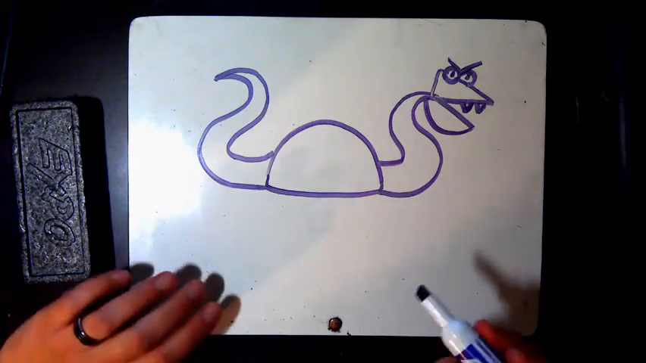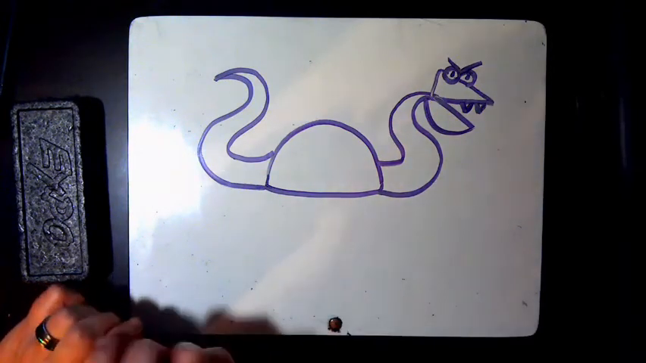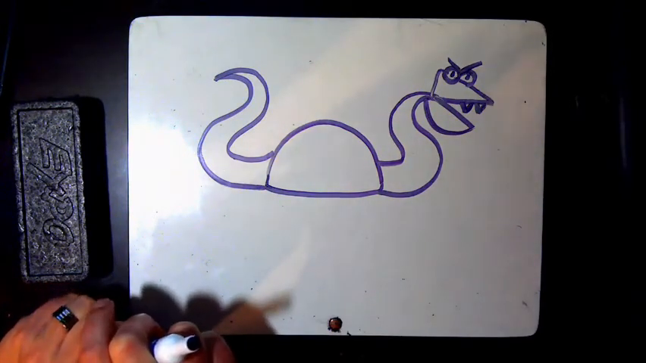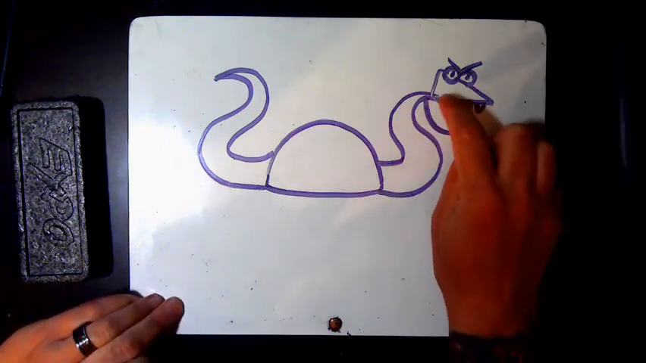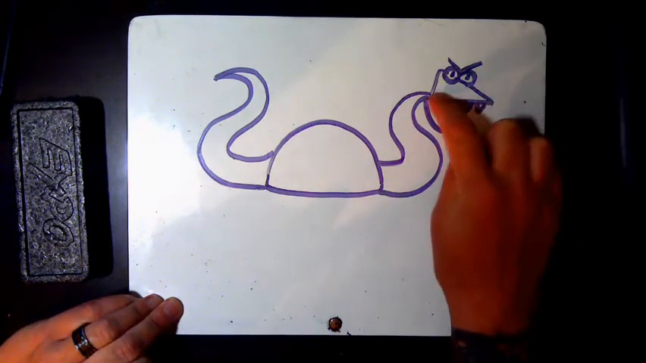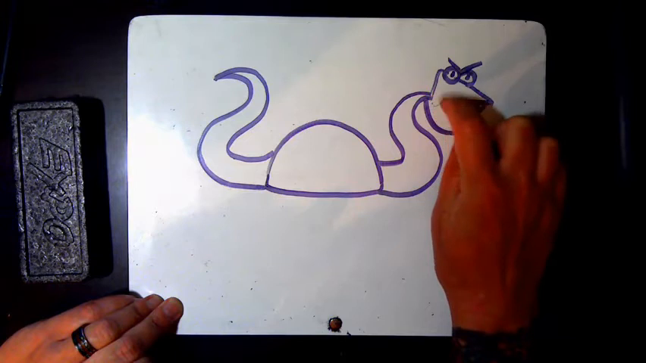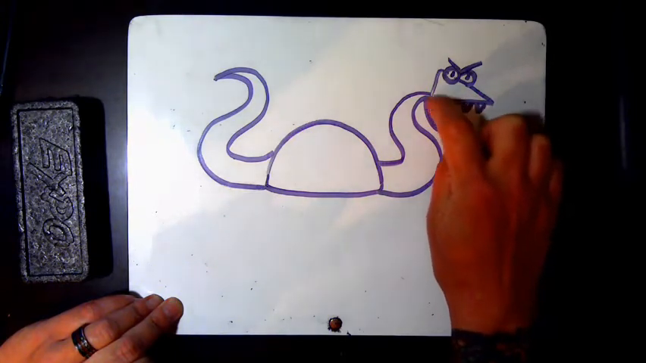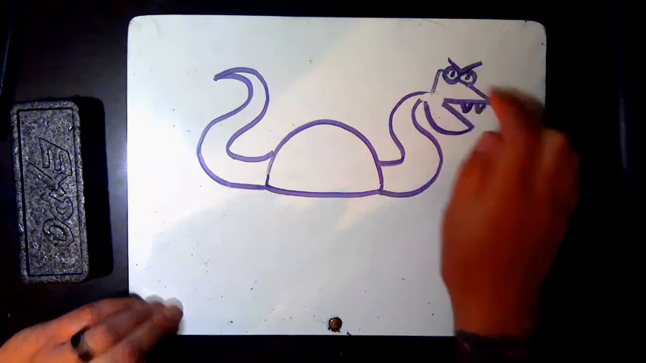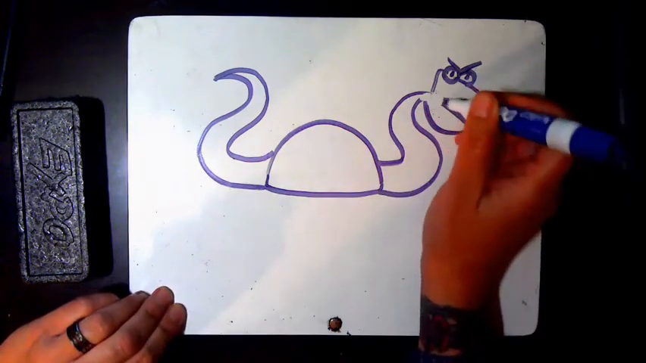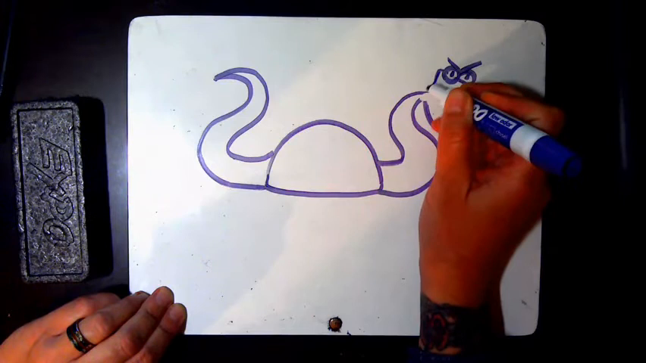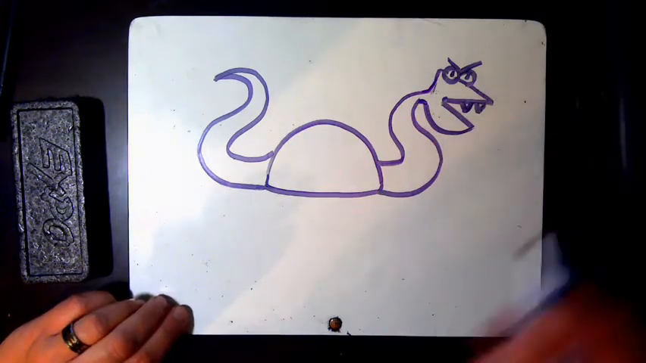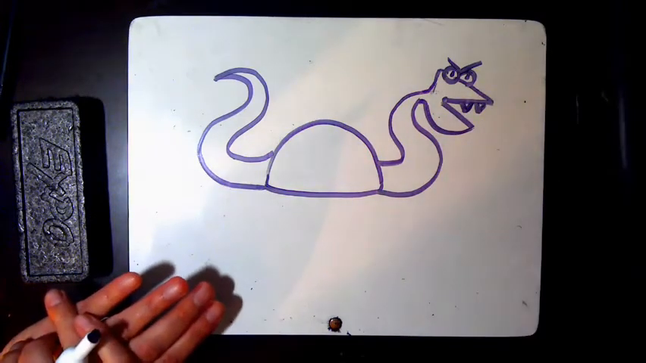All right, so next I'm going to give him some little ears, but I don't really like all of these lines, how they all touch right there. So I'm going to clean that up a little bit. You see I'm getting rid of unnecessary lines. I like to use my whiteboard. So easy, I just use my finger. I didn't even use my eraser.